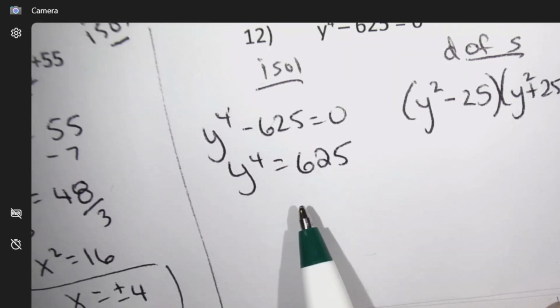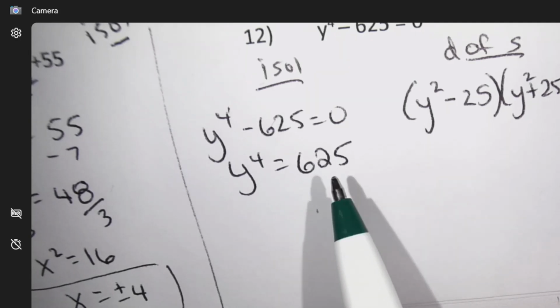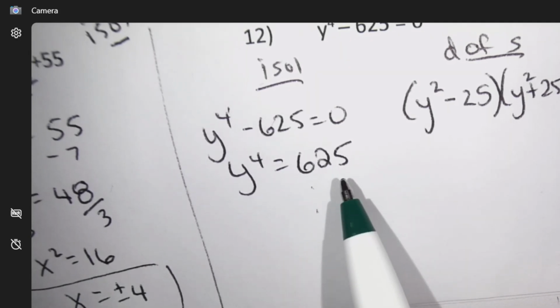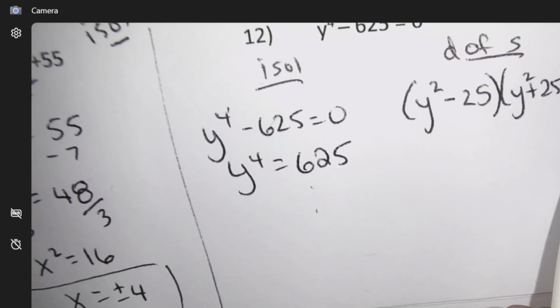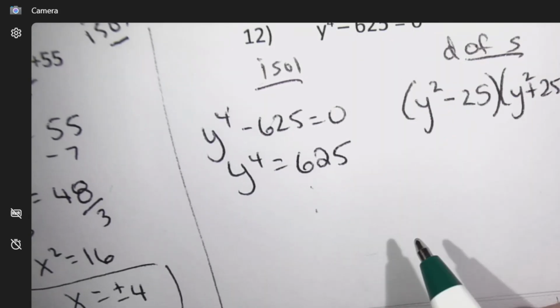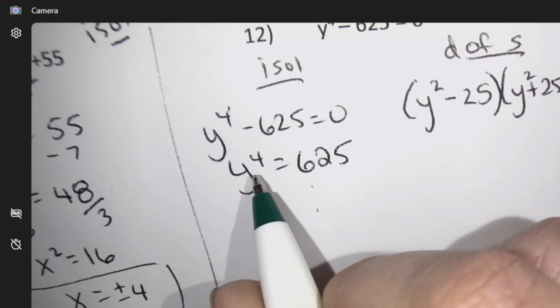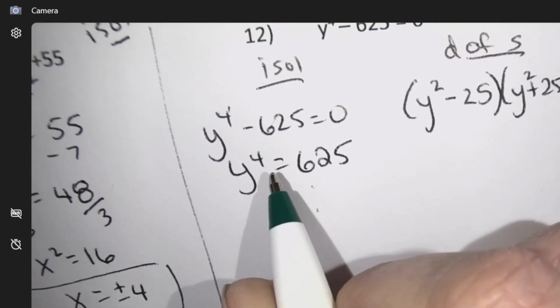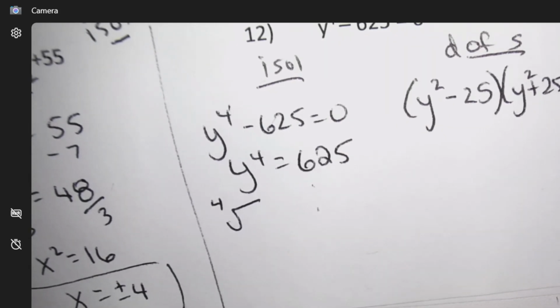Okay, so this is what I'm at. So if I did the isolation, I moved. And if I did the difference of squares, I look like this. Okay, continuing on, how do you undo something that's to the fourth? You would have to fourth root something. Do we know how to do that on a calculator? Do you know how to do that?